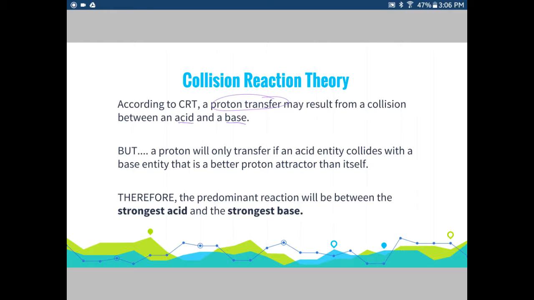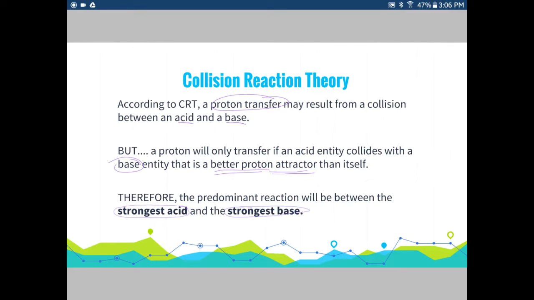But a proton will only transfer if an acid entity collides with a base entity that's a better proton attractor. So the base it reacts with has to accept the proton better than the acid will hold on to it itself. The acid's only willing to give up that hydrogen if the base pulls that hydrogen harder than the acid does. Therefore, the predominant reaction will be between our strongest acid and our strongest base.